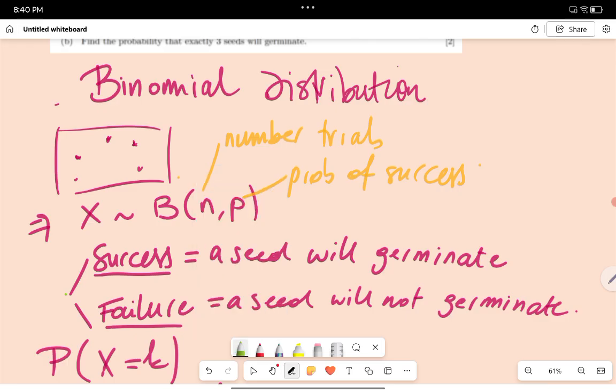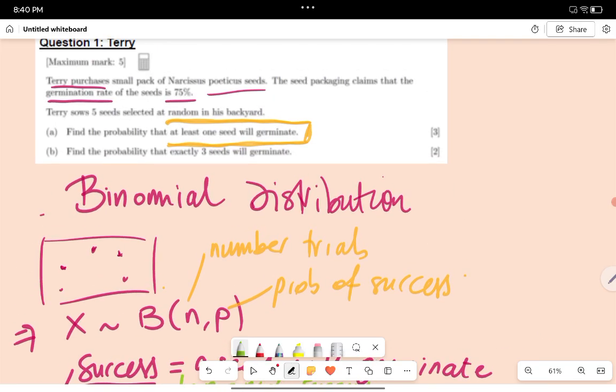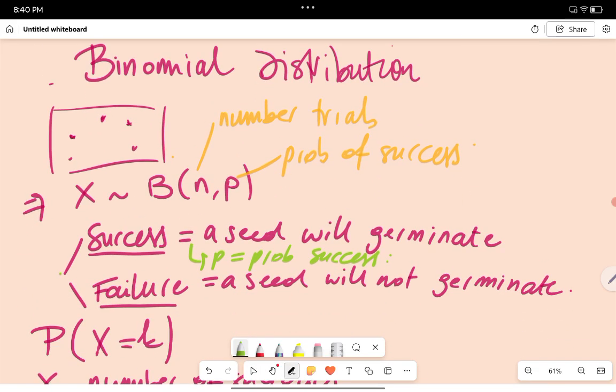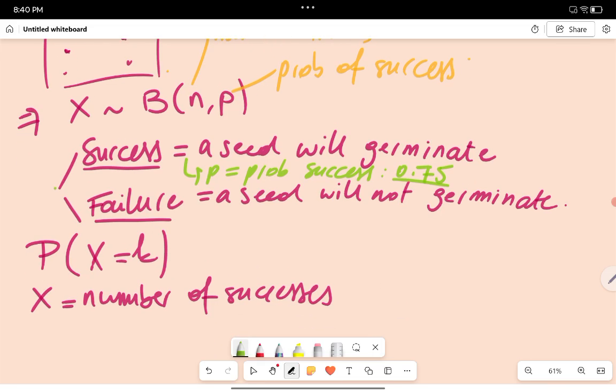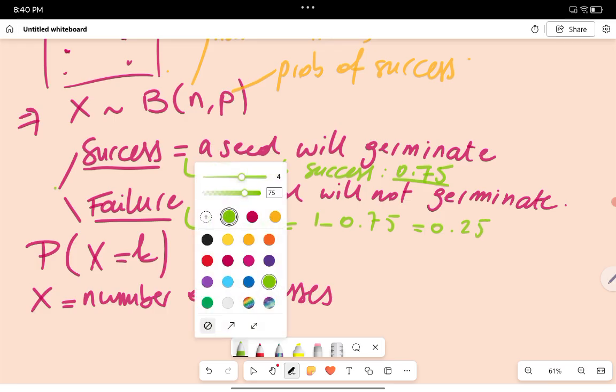Now we have to look for p. Remember what p was? p is the probability of success. So what is given about the probability that a seed will germinate? They say the seed packaging claims that the germination rate of the seeds is 75%. So basically our probability of success, probability that a seed will germinate, is 0.75, isn't it? And therefore the probability of failure is always 1 minus p, and that is 1 minus 0.75. So that is 0.25.